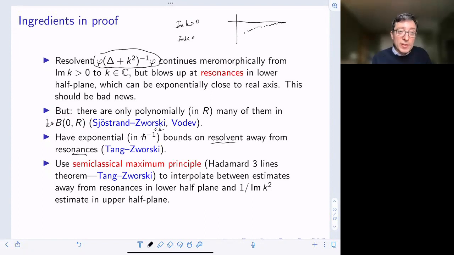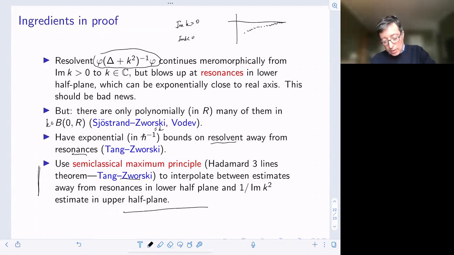But they're bounds. And then you can do this beautiful interpolation using what's called the semi-classical maximum principle. I think this goes back to Tang-Zworsky, if I have the history right. It's a kind of finite version of the Hadamard 3 lines theorem. Instead of working in a strip, you truncate the strip, and you have to work in a box and know some decent estimates on the ends of the box. So it's this kind of more quantitative version of the Hadamard 3 lines theorem.